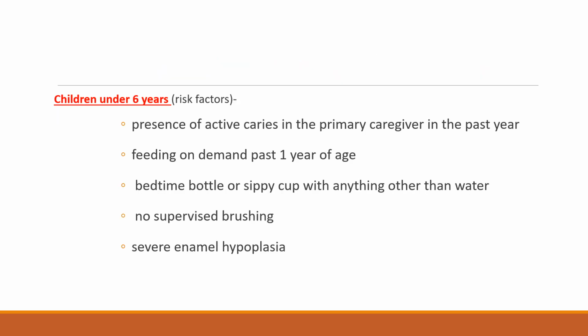In addition to all the risk factors that were discussed for adults and adolescents in the previous slide, there are certain factors and indicators that have to be considered for children under 6 years of age. So, presence of active caries lesions in the primary caregiver, feeding on demand past 1 year of age, bedtime bottle or sippy cup with anything other than water, no supervised brushing, and severe enamel hypoplasia are all risk factors which place kids under 6 years of age at increased risk of developing caries.